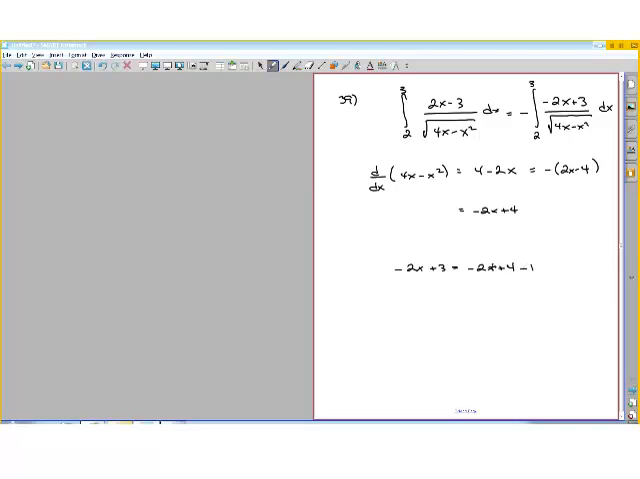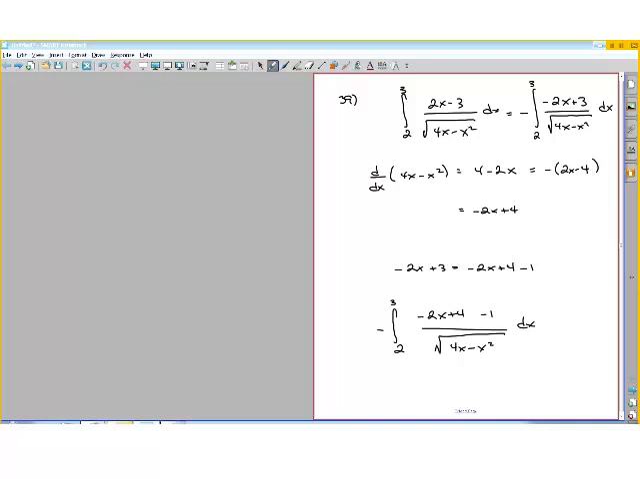So this is the derivative that we're looking for, and then this is the thing that we add on to get back to where we started. So that integral here becomes negative the integral from 2 to 3 of negative 2x plus 4 minus 1 divided by the square root of 4x minus x squared dx.